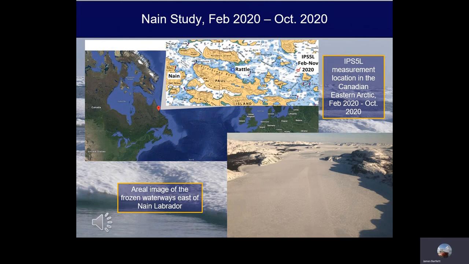In the bottom right, near the top of the image, it's possible to see an area of open water surrounded by ice. This type of feature is known locally as a rattle, and it remains ice-free throughout the year. This rattle was located about halfway between the town of Nain and where we placed the mooring. In other parts of the world, I think these features are also known as polynyas. So a secondary objective of this study was to understand how these rattles affect the ice and the biology in the waters around them.